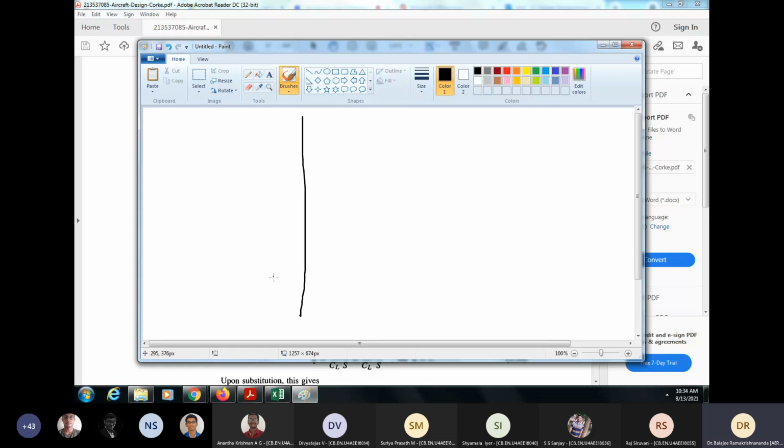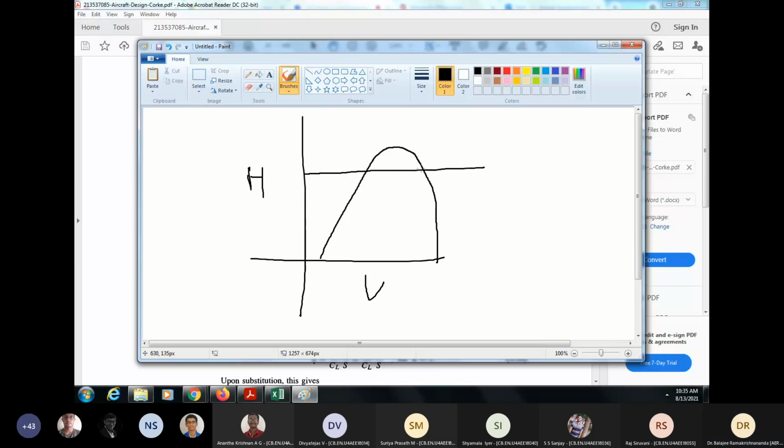You look at this graph. Let's say this is altitude, h. This is velocity. The flight envelope will look like this, correct? So your cruise velocity will be here, maybe here, or here. Which one will you choose?